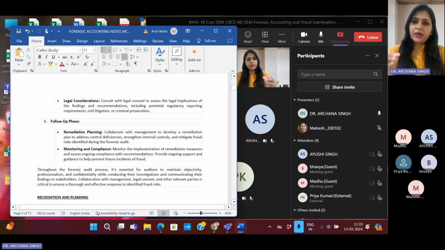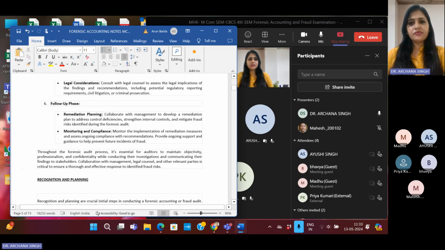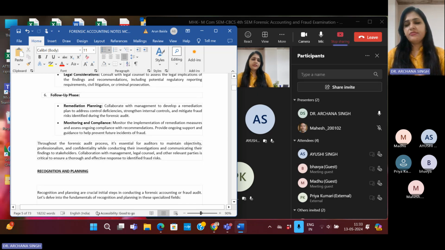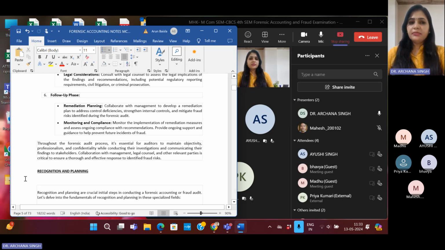Lastly, in the reporting phase, they also have to consider legal considerations, meaning they have to consult legal counsel to assess the legal implications of the findings and recommendations, including potential regulatory reporting requirements, civil litigation, and criminal prosecutions. Then the last phase is the follow up phase. When they have identified the fraud and provided the report, the plan is made, everything is done. Then they have the follow up phase, which includes remediation planning and monitoring and compliance.